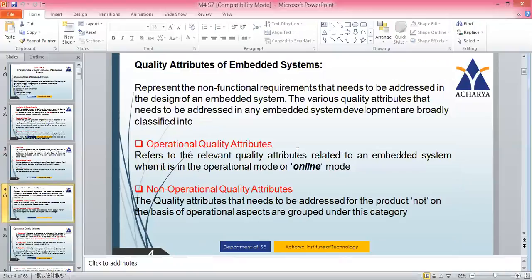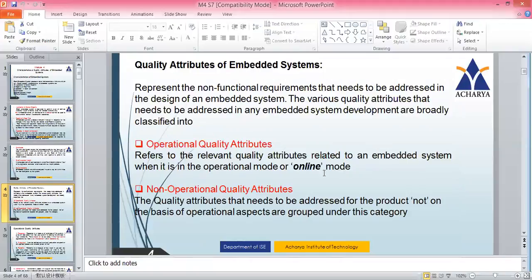Now let's go to the next slide. Now we will talk about the quality attributes. What are the quality attributes? It represents the non-functional requirements that need to be addressed in the design of an embedded system. The various quality attributes that need to be addressed in any embedded system are broadly classified into operational quality attributes, and the other one is non-operational quality attributes. So we will see both. One is the operational quality attributes. What do you mean by operational quality attributes?